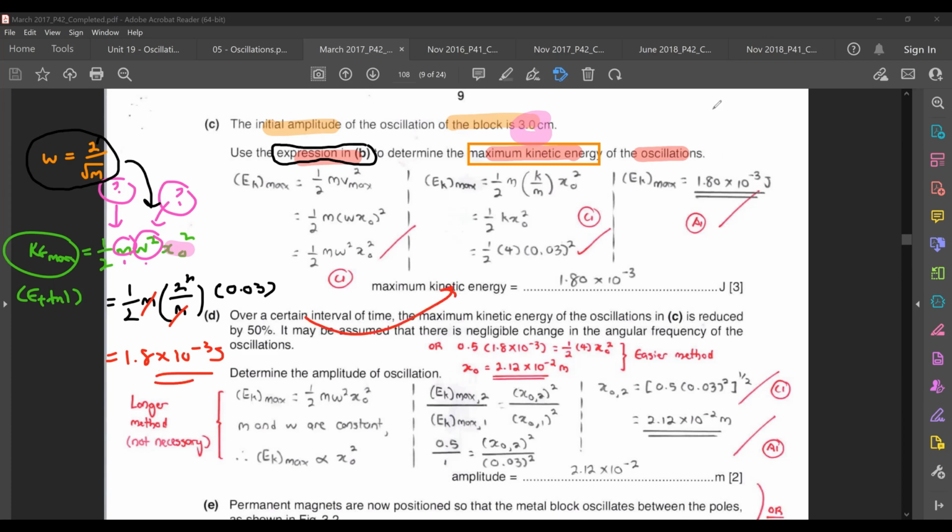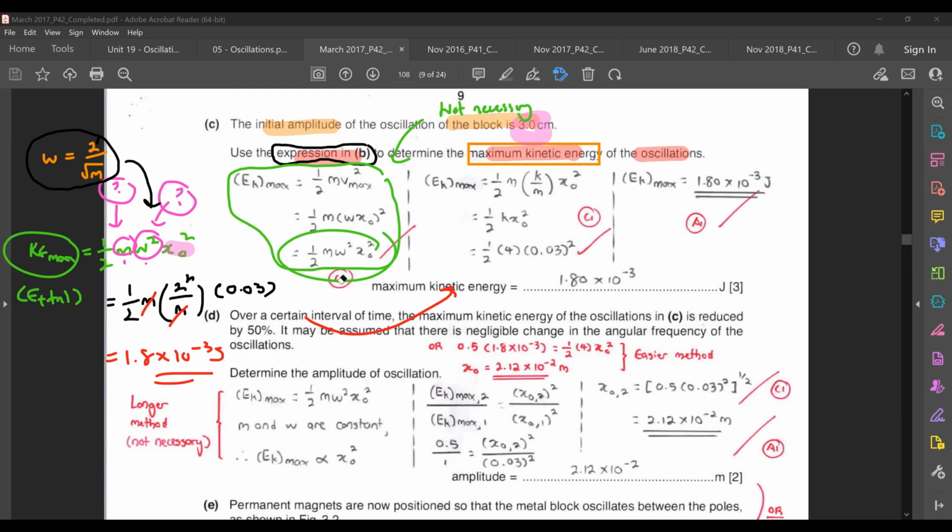The part shown on the left-hand side here is really just a derivation showing you that kinetic energy maximum is half m omega squared x naught squared. This is actually not necessary to be shown. You don't always need to derive it out. You just need to say KE max is half m omega squared x naught squared, and then follow through with your working. Okay, so that is for this one.